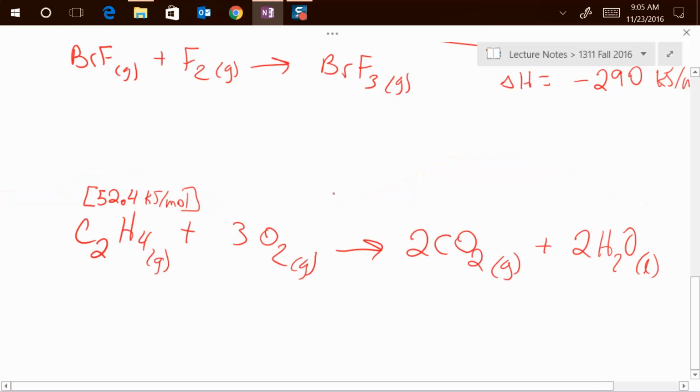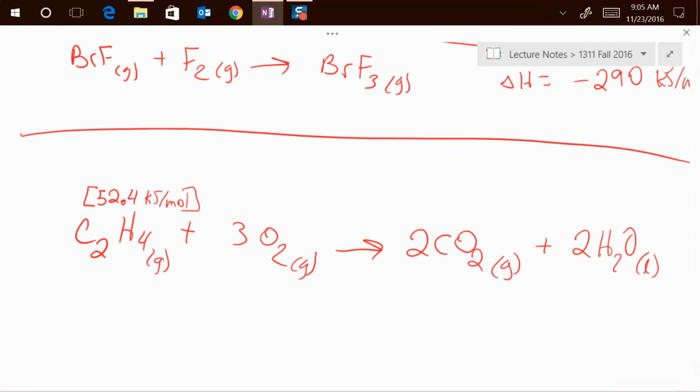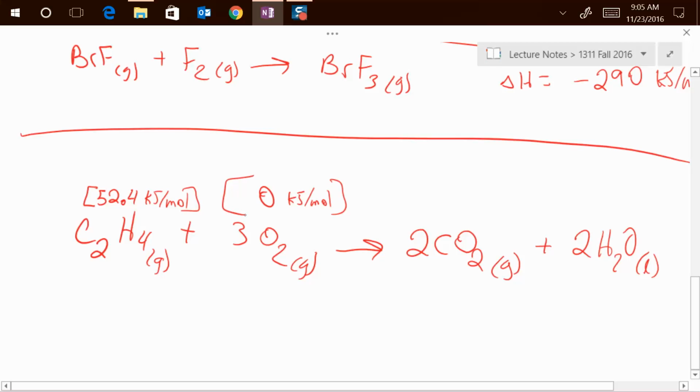What's the delta H of formation for O2? Who can tell me? You don't need a chart for that one. What's the delta H of formation? 0, right? Delta H of formation for O2 is 0 because it's all by itself in its elemental form, so it's 0.